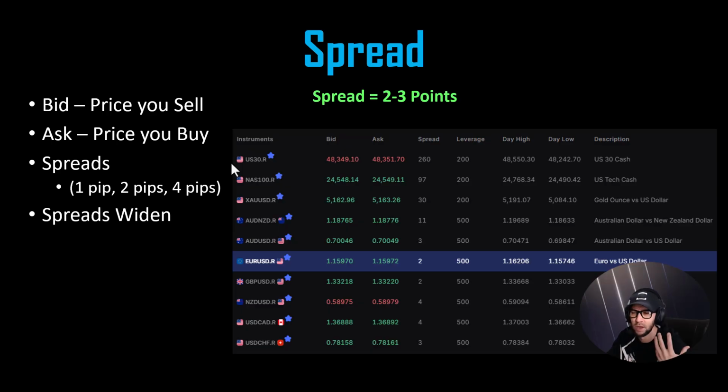And as I mentioned, the spreads can widen. Spreads will widen all day, every day, throughout the day, especially when news comes out and it's like high traffic news. You're going to see a really wide spread. It's best not to trade the news. And obviously, your broker, depending on which broker you use, can affect the spreads as well.